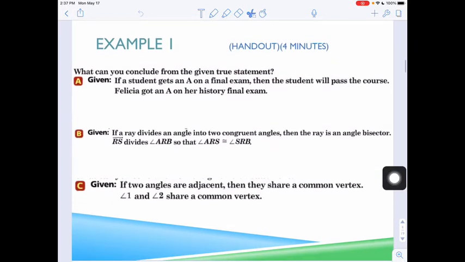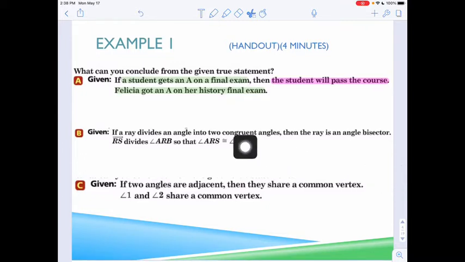Example 1 has 3 parts. It says, what can you conclude from the given true statement? For part A, we have: if a student gets an A on a final exam, then the student will pass the course. Felicia got an A on her history final exam. First, we need to identify the hypothesis of the conditional: a student gets an A on the final exam. Then we can check to see if our second statement matches the hypothesis: Felicia got an A on her history final exam.